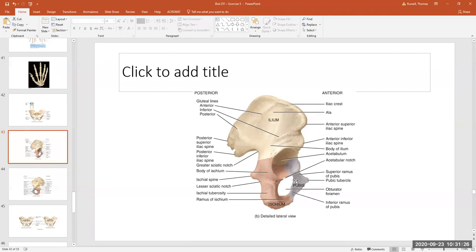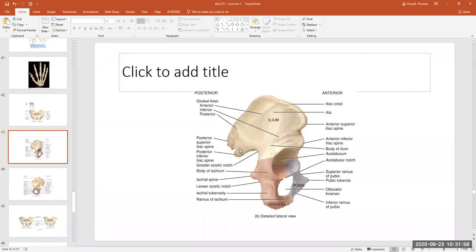The pubis, this bone, has an extension at the bottom and an extension at the top. Those broad flat extensions are called a ramus. So we have a superior ramus and an inferior ramus of a pubic bone. The ischium has what's called, that flat part is called the ramus again. That's a ramus of the ischium. We have the ischial tuberosity, which is on the bottom down here.